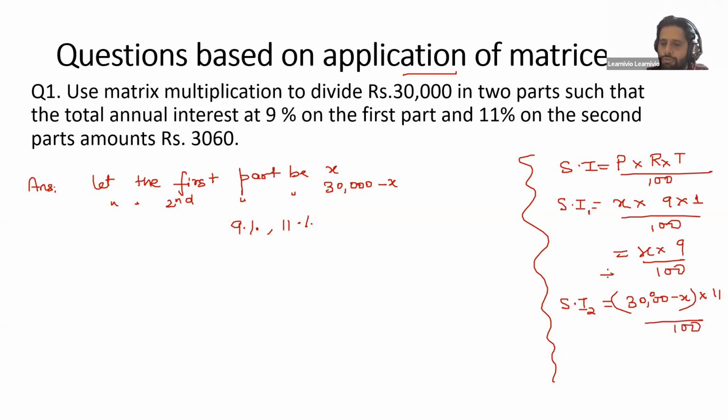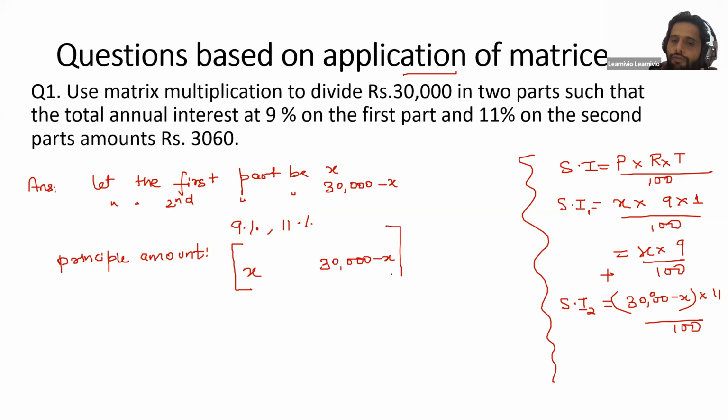Now we need to add these two. What we are doing is multiplying the principal with the rate of interest and adding both. So we will form the matrix and check which type of matrix is possible for this case. First of all, for the principal amount, we have two options. Either we can form a matrix like this, X and 30,000 minus X, or we have the second option. In the exam, you don't need to show both options. I'm just telling you how to select the matrix.